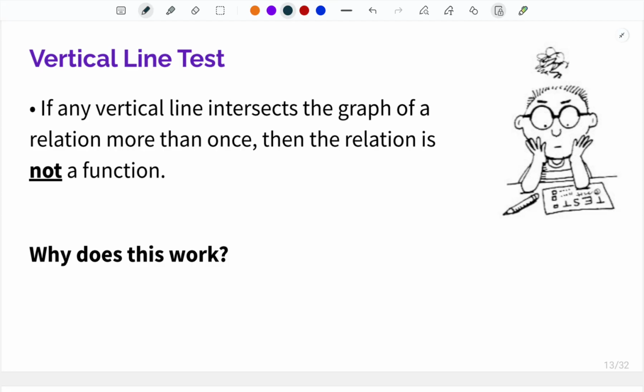And the question is, why does this work? Well, let's just do a rough sketch of a graph. I'm going to draw something that does cross twice. So let's say I draw a graph like that, going there and there. Okay, there's the separation, that's fine. But if I were to look at this vertical line that I just drew, that vertical line goes through twice.